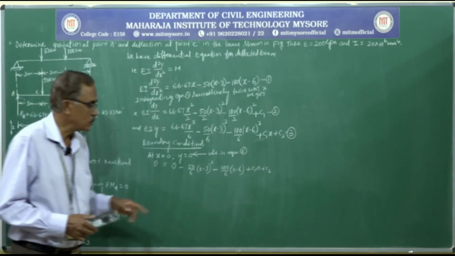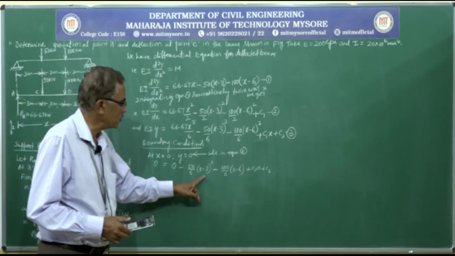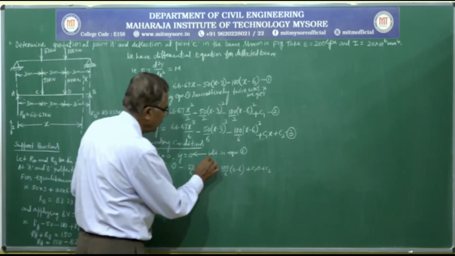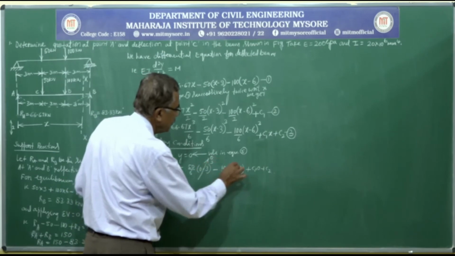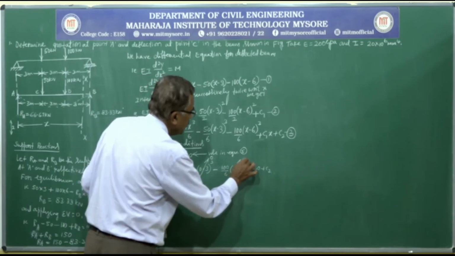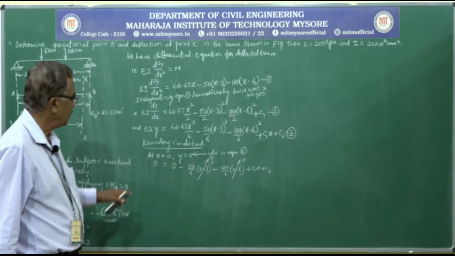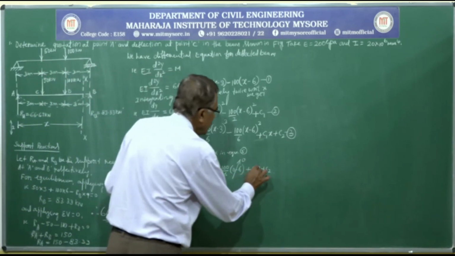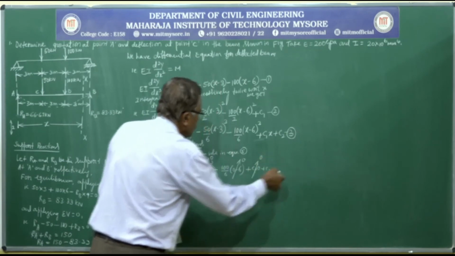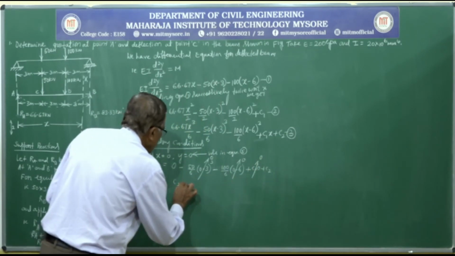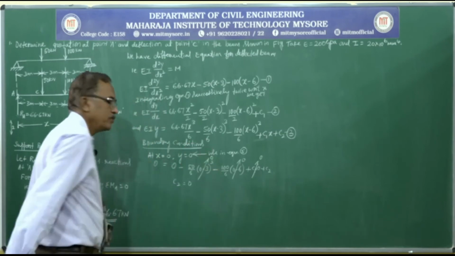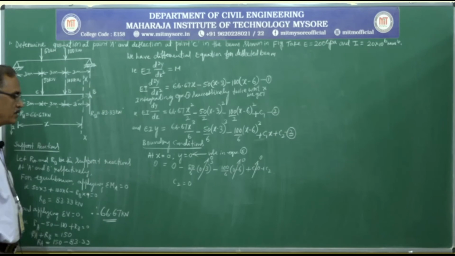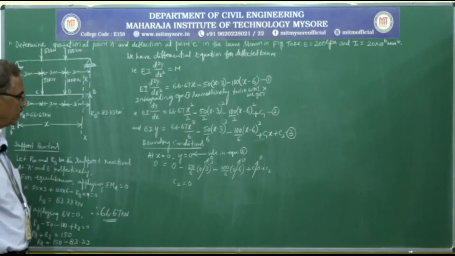So recall Macaulay's rules. If you substitute numericals into the bracket and the term becomes negative, automatically you have to ignore that term. So this becomes 0 and this also becomes 0. C1 into 0 is 0. So we are left with only C2 is equal to 0. So we got one integration constant, C2 is equal to 0.